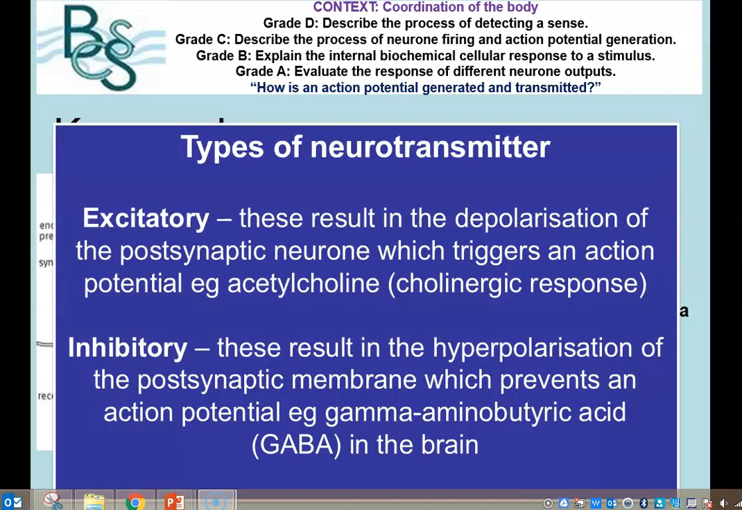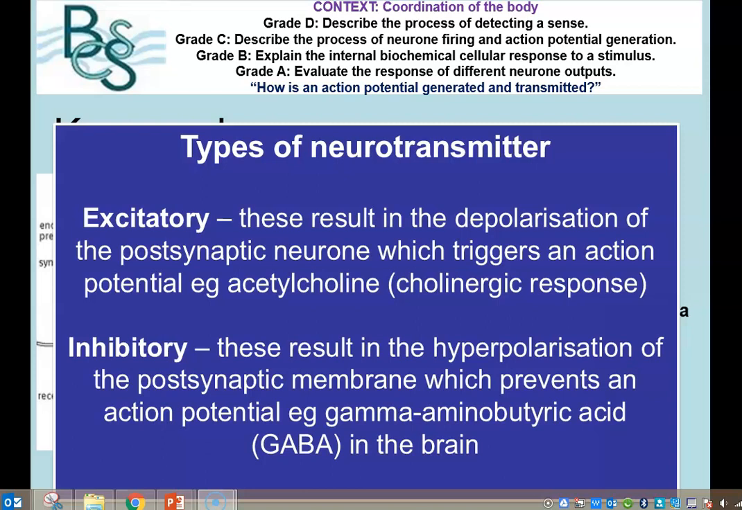Okay, so there are two types of neurotransmitter that you need to be aware of. There are excitatory neurotransmitters and inhibitory neurotransmitters. Now, excitatory ones result in the depolarization of the next neuron, and so the impulse is therefore continued along the next neuron. An example of one of these is acetylcholine, which we're going to look at a bit later on in this video.